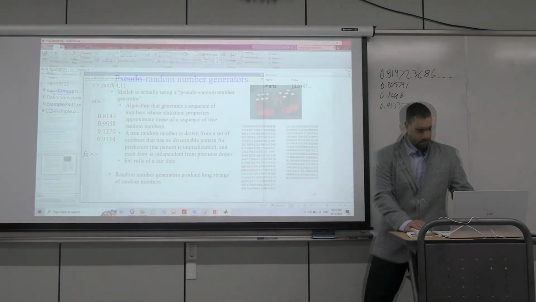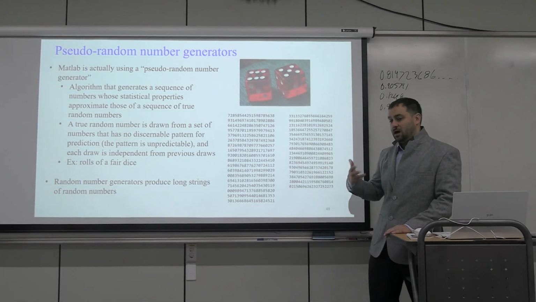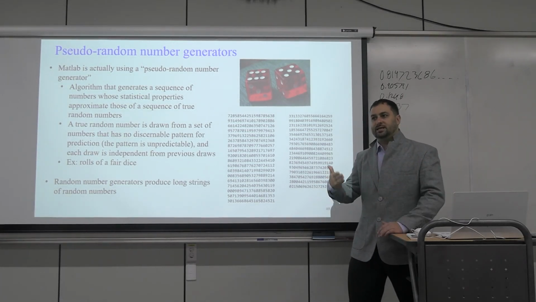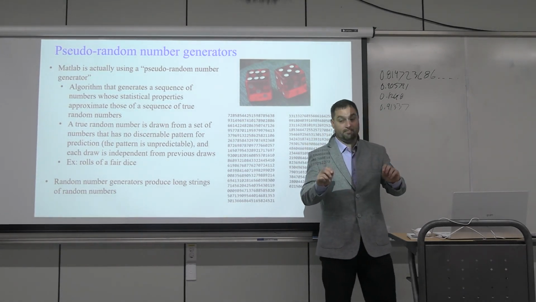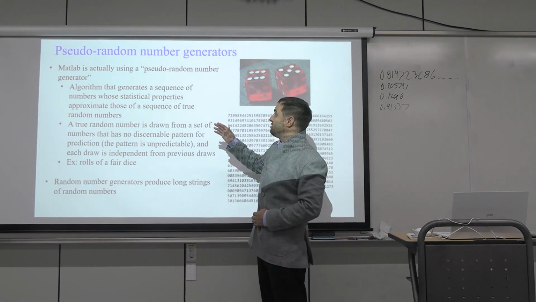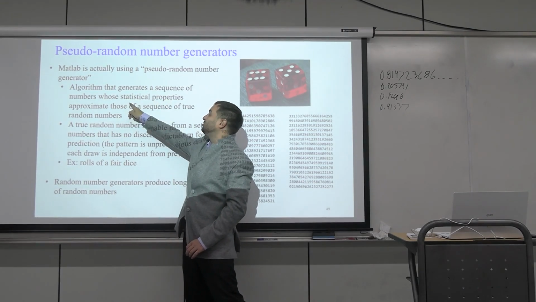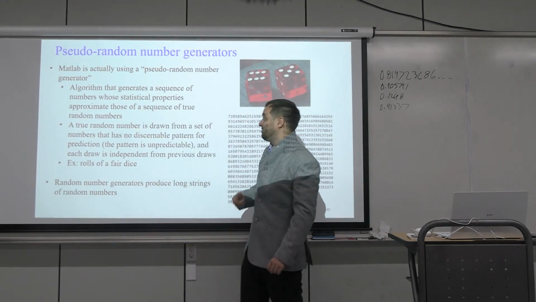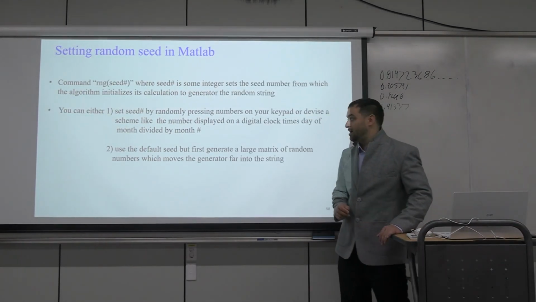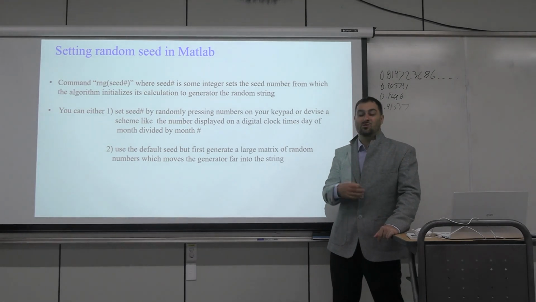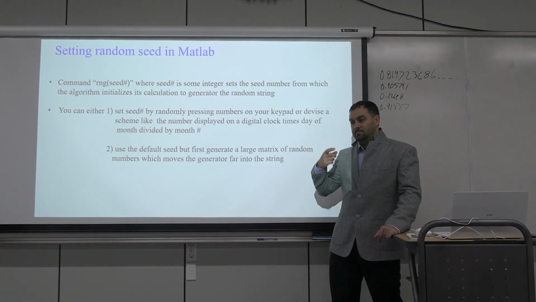And so let's go back to the PowerPoint. Okay, class, so we've just observed that every time we open MATLAB, it keeps producing the exact same sequence of these supposedly random numbers. And that's because we're using pseudo-random number generators. These generators generate a sequence of numbers whose statistical properties approximate those of a sequence of true random numbers. And so with random number generators, there's something called the seed, or the random seed.